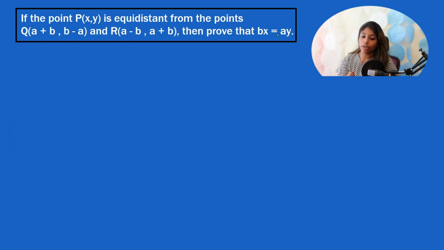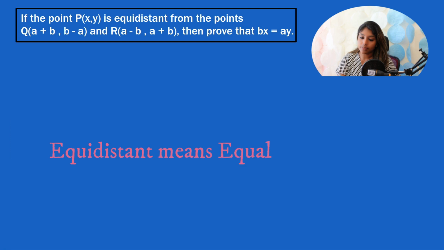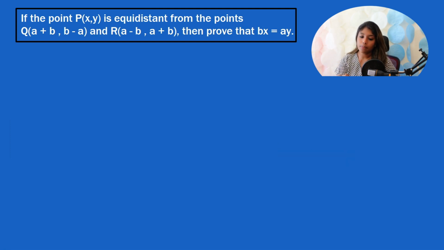Now we know all the coordinates of P, Q and R. So when they say equidistant, what does that mean? Equidistant means equal distance. So this particular point P is equidistant from Q and R. So let's try to draw it to understand it better. I can say that there are 3 points: point Q, point R, and point P.